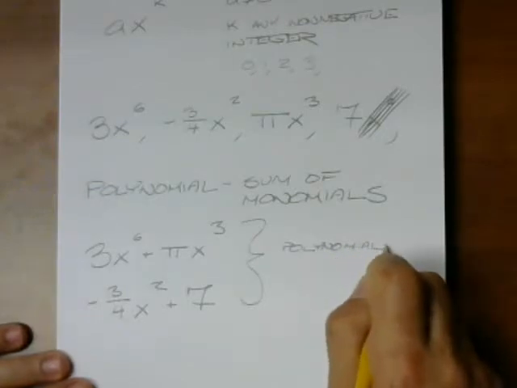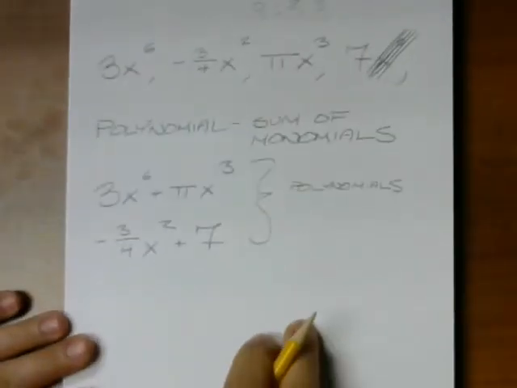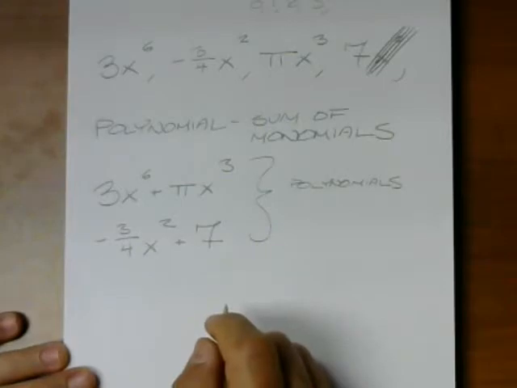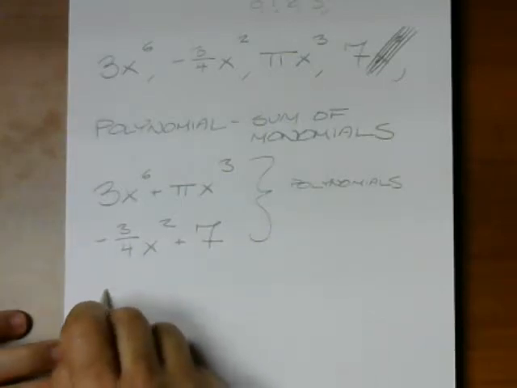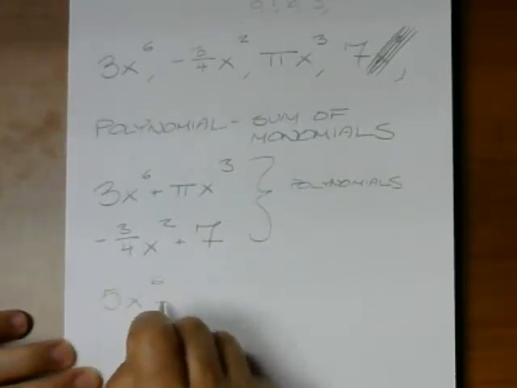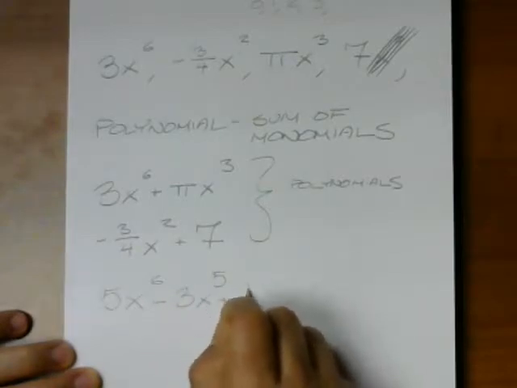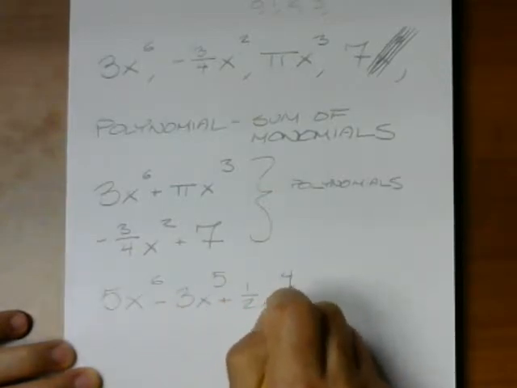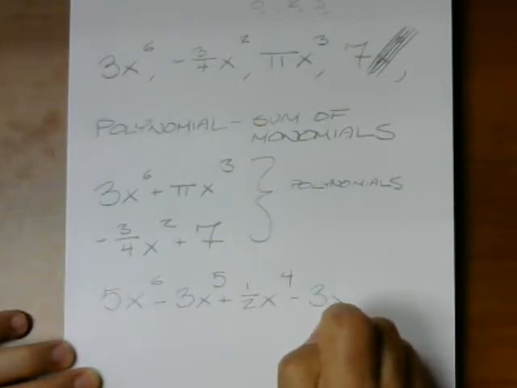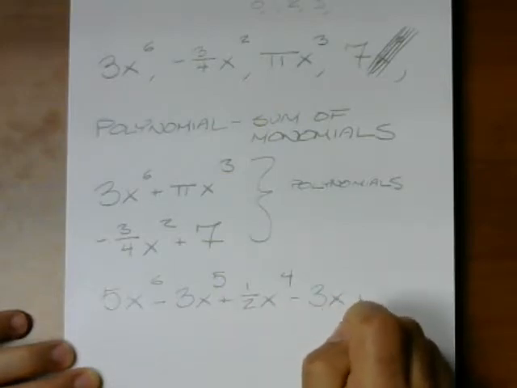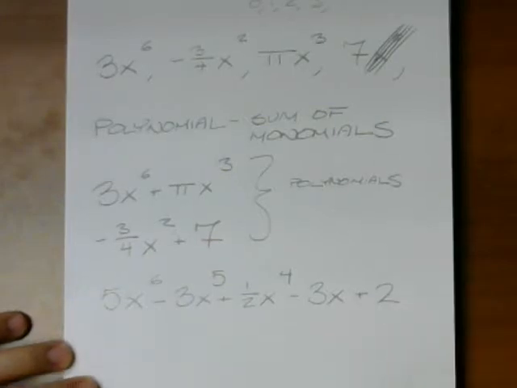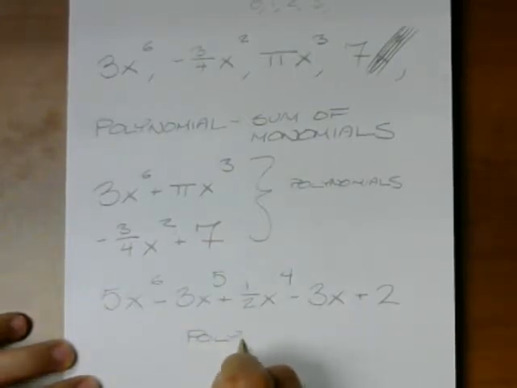I don't have to sum up 2 of them. I could sum up as many as I want. So if I wanted to, I could take a polynomial like 5x to the 6th minus 3x to the 5th plus 1/2 x to the 4th minus 3x plus 2. And that would be an example of a polynomial.